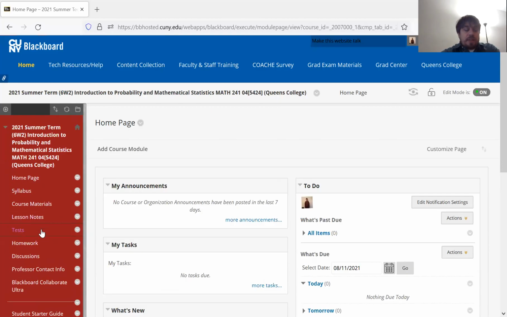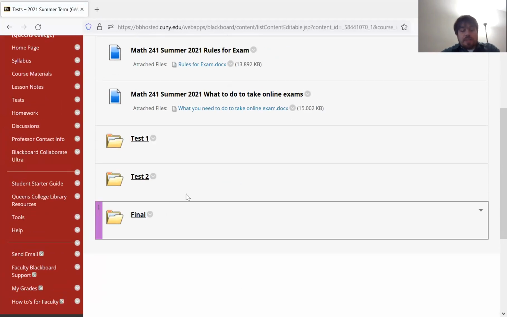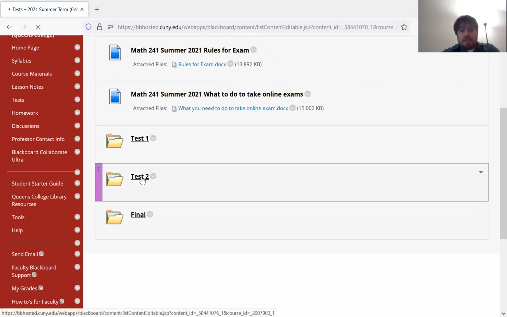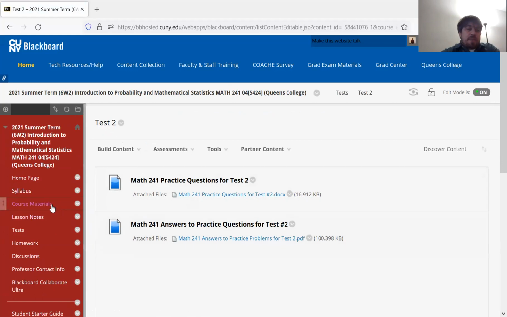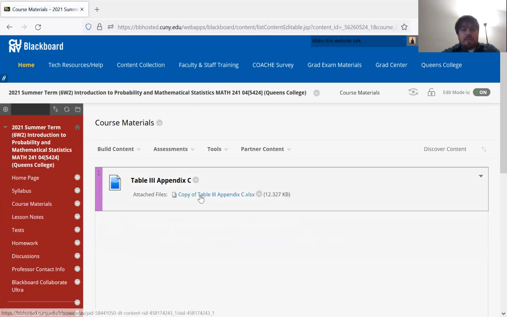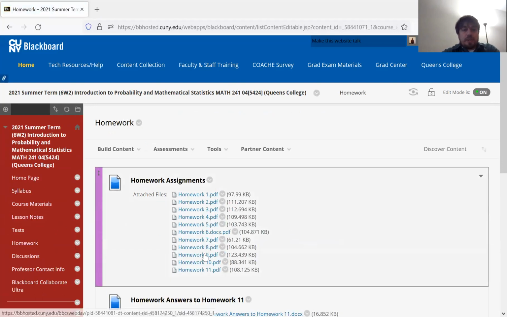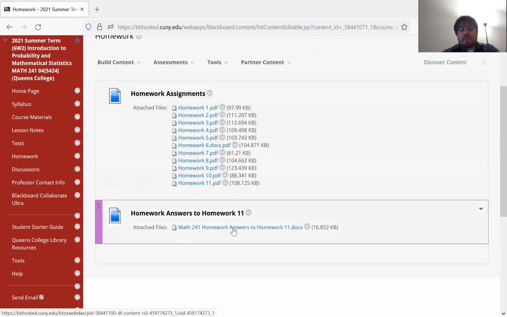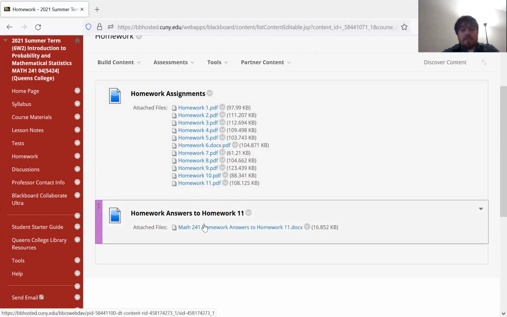You go to tests, and you go to test 2. You have practice questions for test 2 and answers to practice questions for test 2. Also under course materials, there's the table in Appendix C, which you need to do the homework. And here are the homeworks that I've been assigning. These are the answers to homework 11 that you can refer to. I assigned homework 11 today. After you do homework 11, these are the solutions.